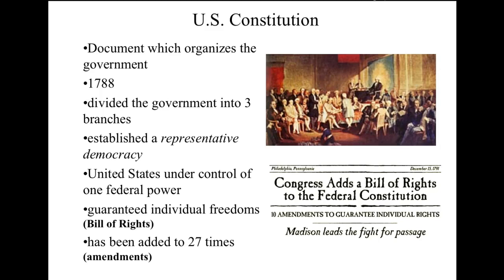The Constitution established the federal government and broke that government into 3 separate branches, and immediately after its ratification by the states, a Bill of Rights was added. The first 10 amendments, which are known as the Bill of Rights, guarantee individual freedoms and limit the power of the federal government.